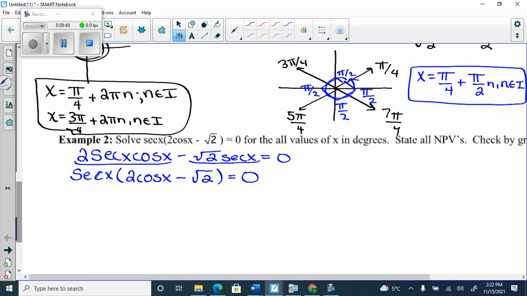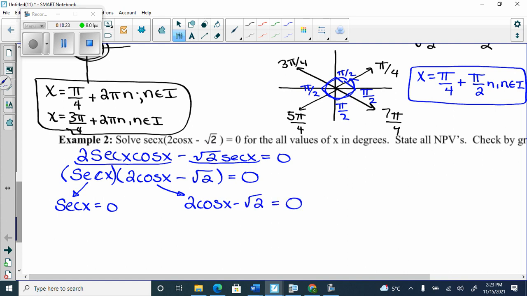So once you've taken the GCF out, this one can go in its own bracket. It has a secant by itself. This is 2 cos x minus root 2 all by itself. So when you have two factors by themselves, you can take them each and set them equal to 0. That's what you learned last year in quadratics. Once you have two factors, you can set them equal to 0. So this one would be secant x equals 0, and this one would be 2 cos x minus root 2 equals 0.